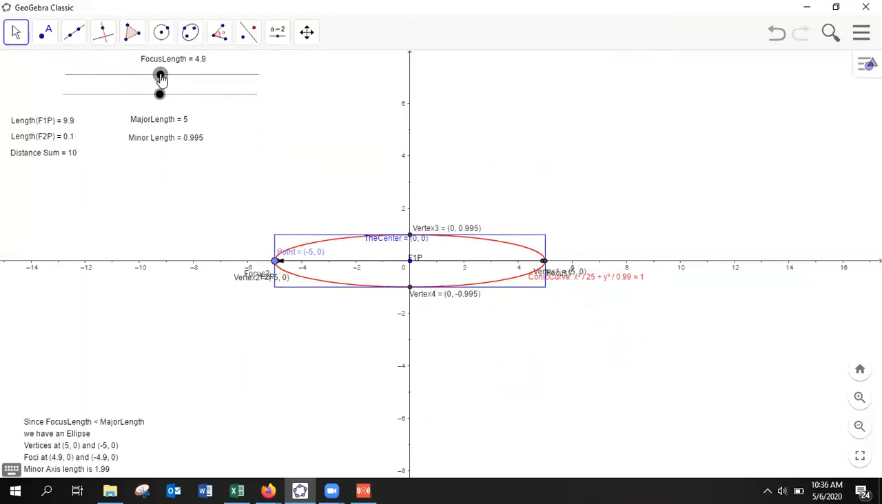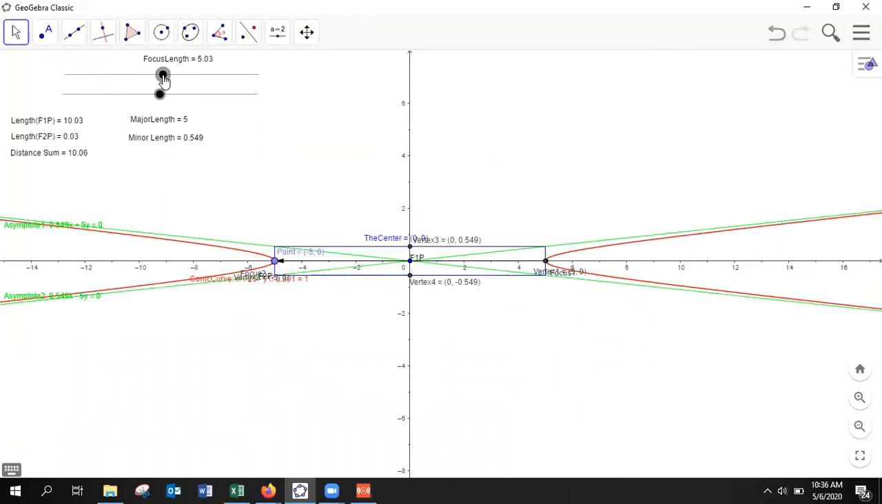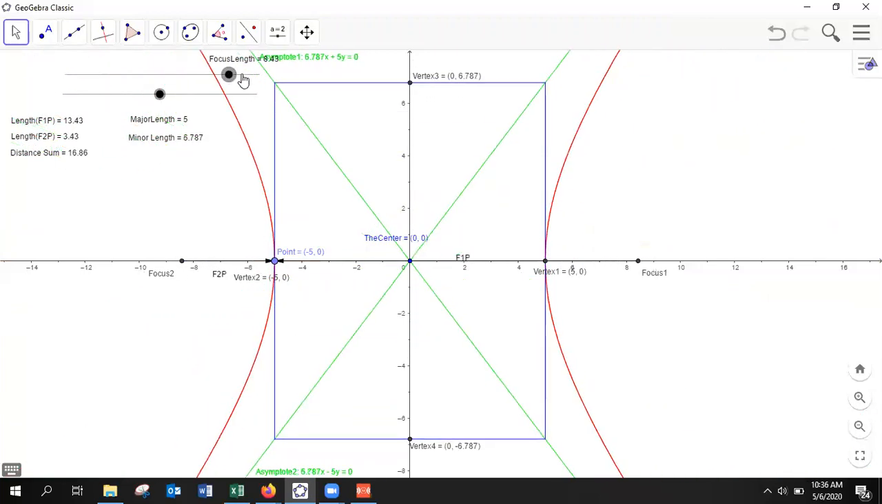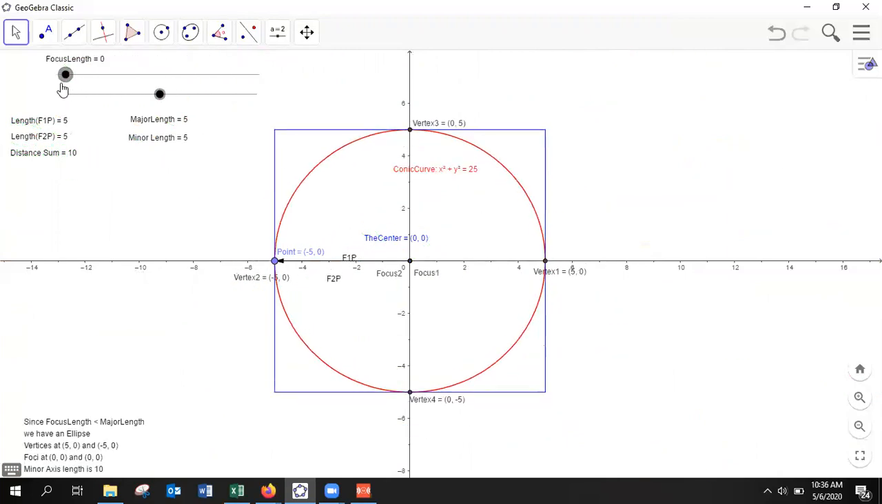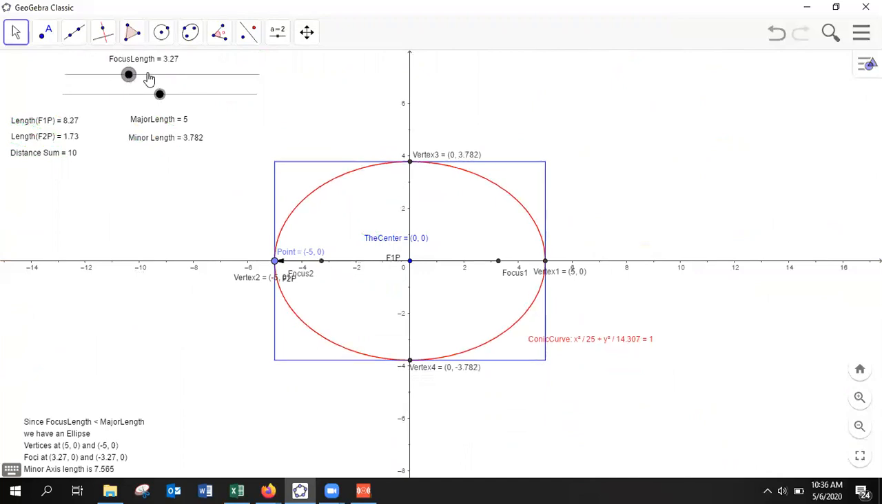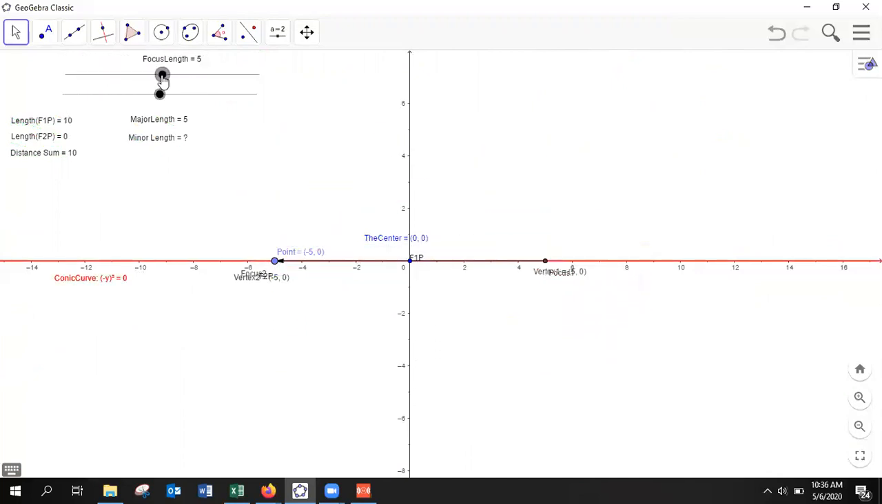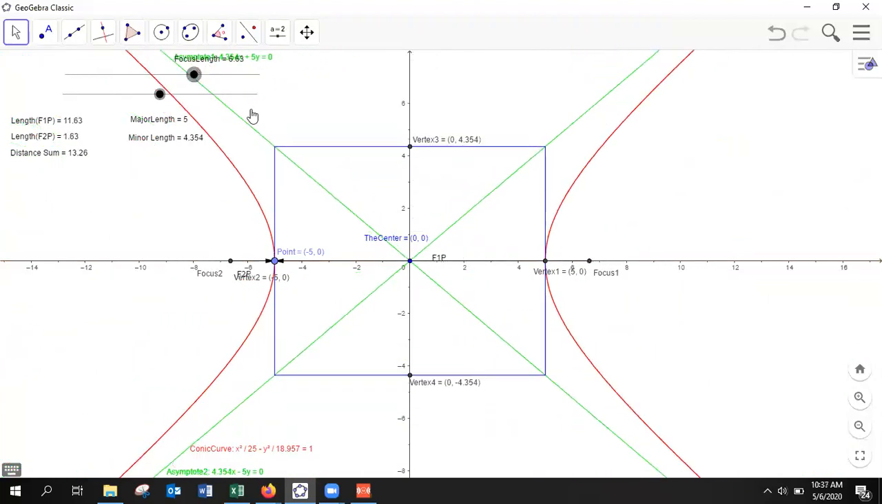Our eccentricity of 1 gives us a parabola. And then our eccentricity above 1, meaning our foci length, our C, is bigger than our A, we're going to get a hyperbola. So circles, once again, eccentricity is 0. Ellipses, the eccentricity is between 0 and 1. Parabola, eccentricity is 1. And then hyperbola, eccentricity is above 1.